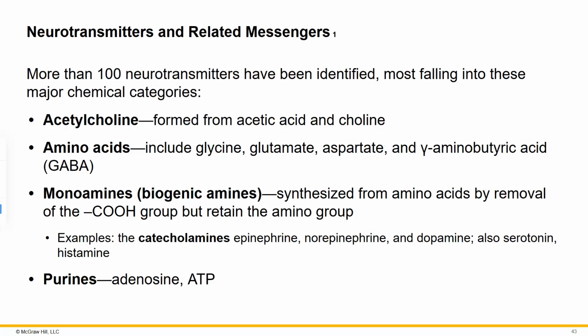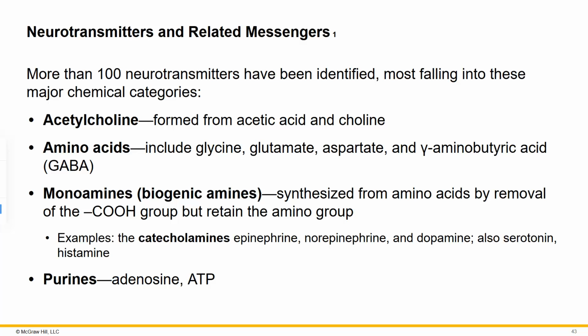There are more than 100 neurotransmitters that have been identified, and most of them fall into these major categories. Acetylcholine, formed from acetic acid and choline, is going to stimulate our muscles. We're going to learn a lot about that when we talk about how muscles are stimulated. Amino acids include glycine, glutamate, aspartate, and gamma-aminobutyric acid, or GABA. Monoamines are synthesized from amino acids by removal of the carboxyl group, but they retain the amino group. Examples are the catecholamines, epinephrine, norepinephrine, and dopamine, also serotonin and histamine.